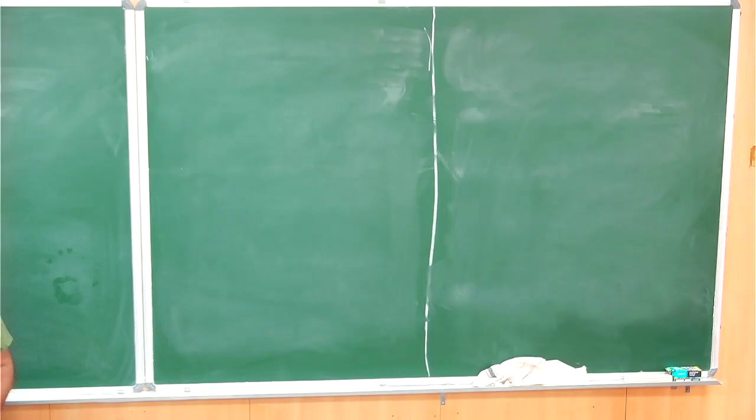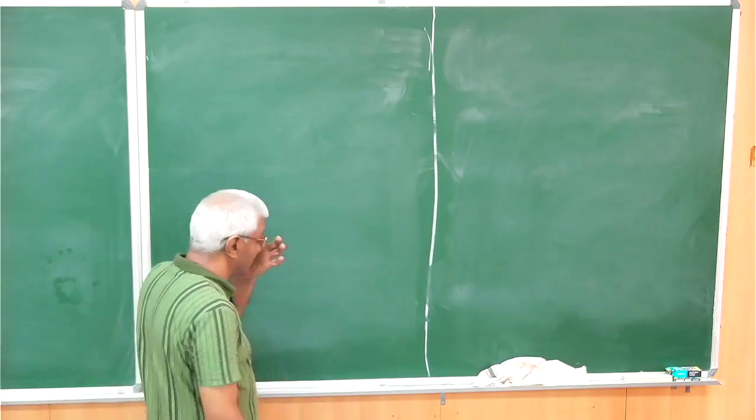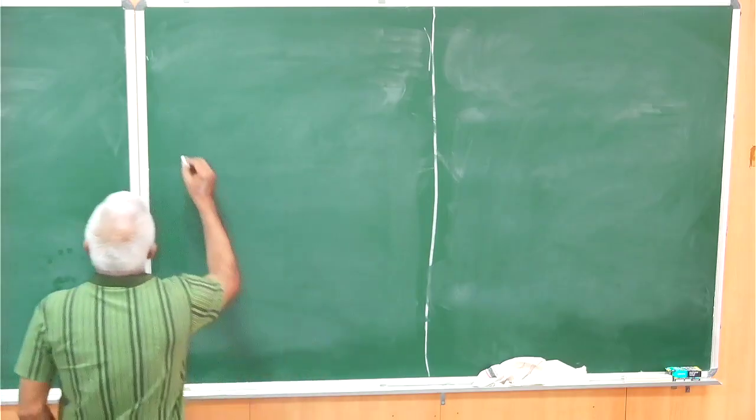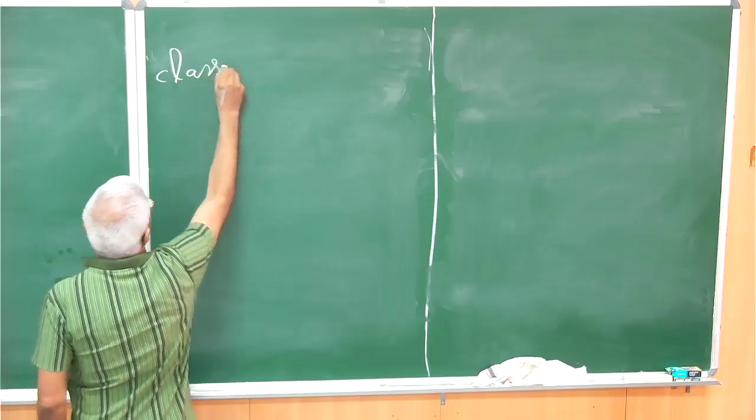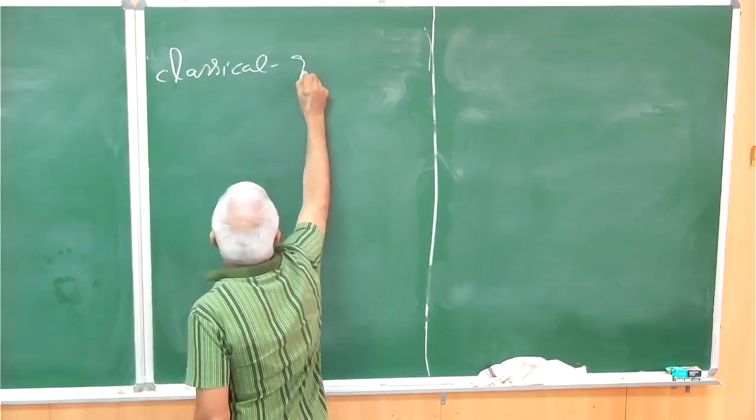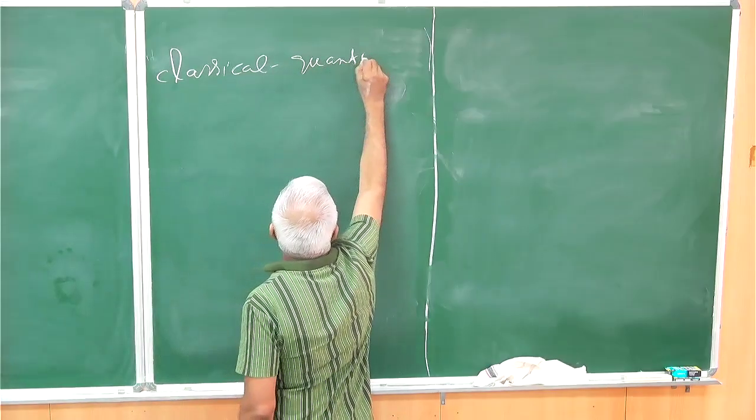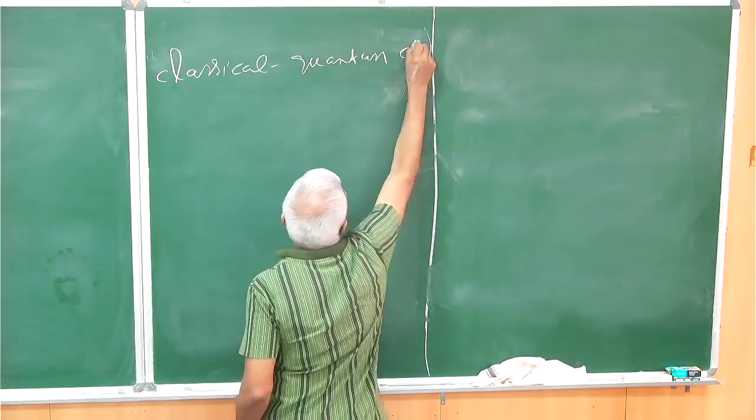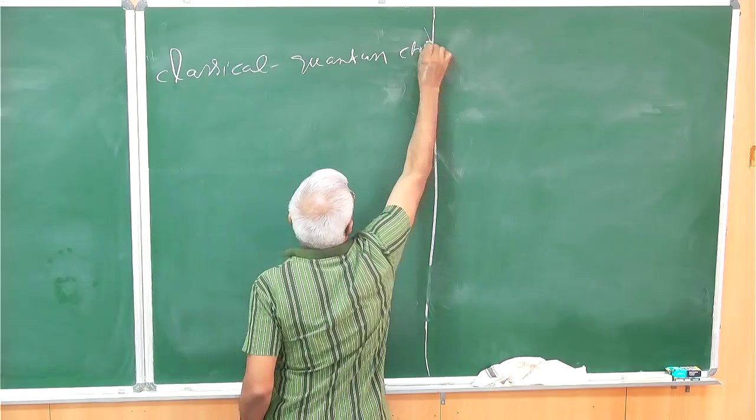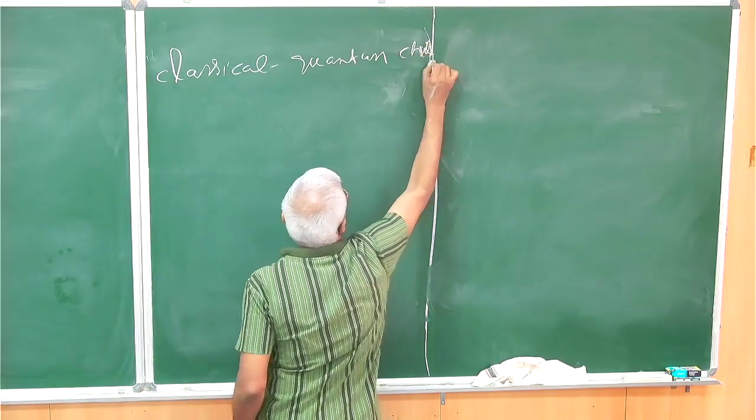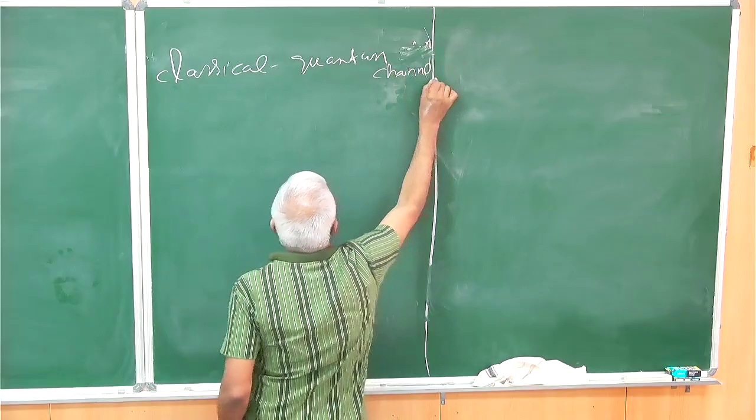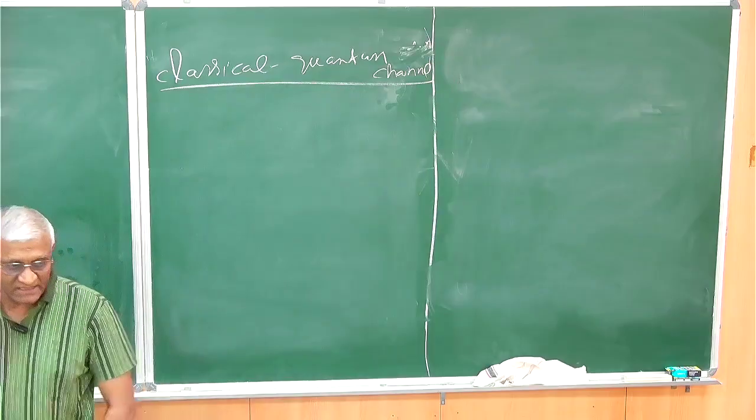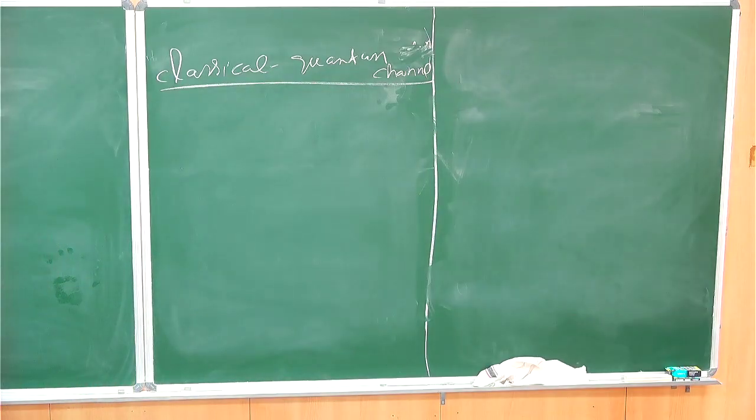Okay. So we were discussing different types of channel. The next type we want to see is what is called classical. We have already seen this. Classical quantum channel. So this is just a map from a classical space to a quantum space.